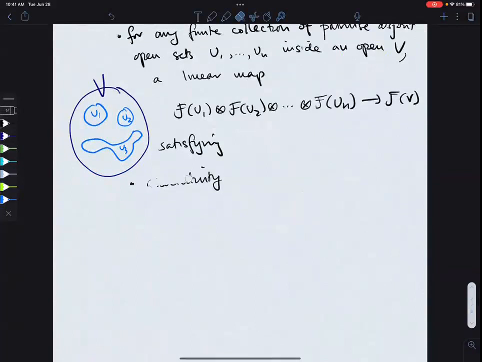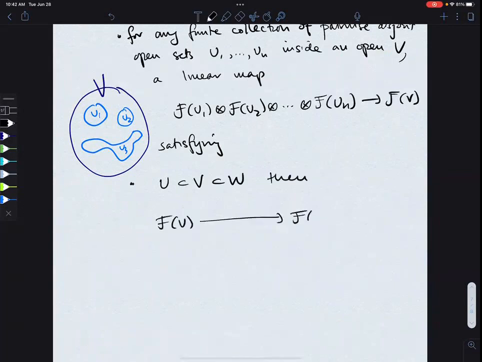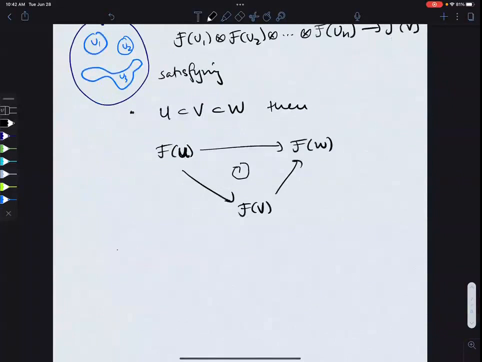Let me just say what it is rather than try to give it a name. It satisfies that if U is contained in V is contained in W, then for the compositions, there's of course a map from F of U to F of W. And I want this to commute. Extending U into V and then V into W is the same as extending directly, or they can be the same up to coherent homotopy if you want.